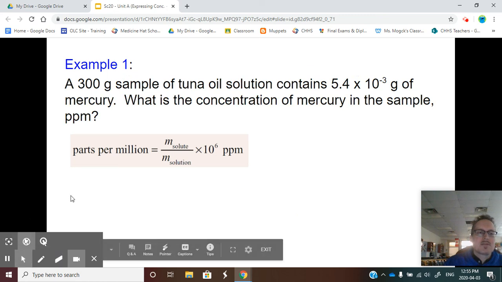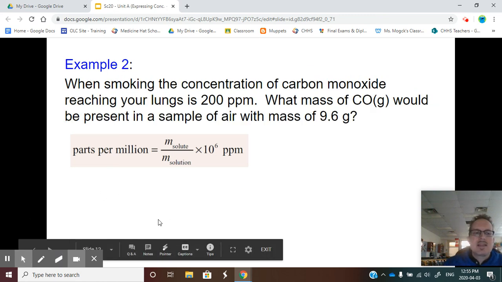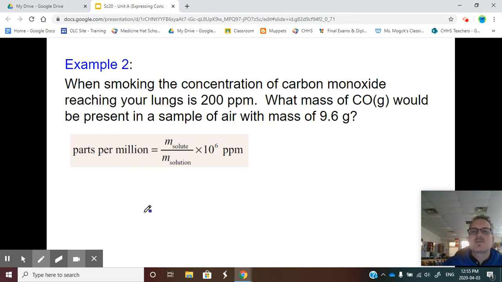One question left. Again, this is one of those questions where it's a little trickier, so write it down. This is one of those go backwards questions. Let's see how you do. When smoking, the concentration of carbon monoxide reaching your lungs is 200 parts per million. So this is a ppm. What mass of carbon monoxide would be present in a sample of air with a mass of 9.6 grams?